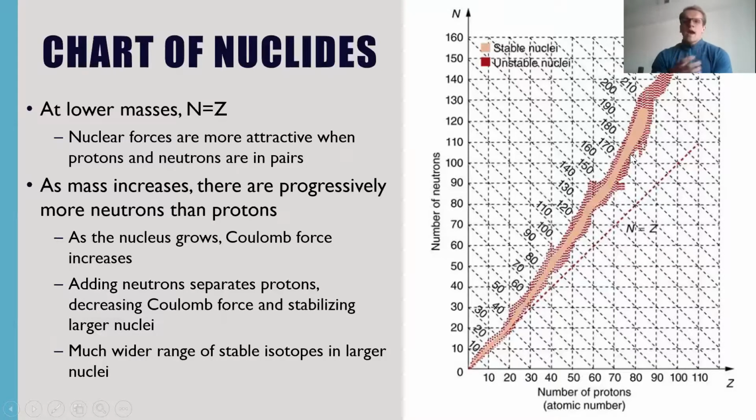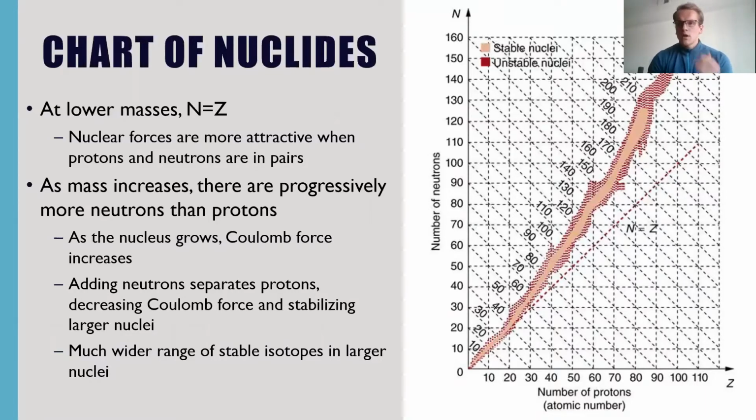And that's because as you add more and more protons in, the electromagnetic force will get greater and greater. So the Coulomb force increases. But by spreading those protons out, by increasing the number of neutrons in the nucleus, we spread out the protons a little bit such that the Coulomb force is decreased while the strong and weak nuclear forces are still gluing it all together. So it just makes it more energetically favorable.